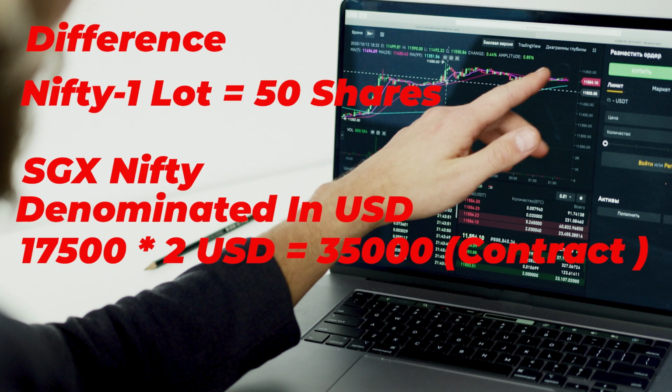SGX Nifty does not have a contract with the shares in it. SGX Nifty is denominated in terms of US dollars. So let's say, for example, if SGX Nifty is trading at 17,500, then the contract size of SGX Nifty will be 17,500 into $2, right? 17,500 into $2, which means 35,000 USD.